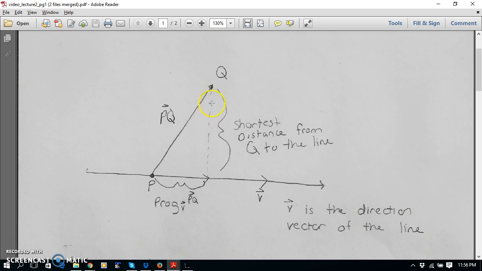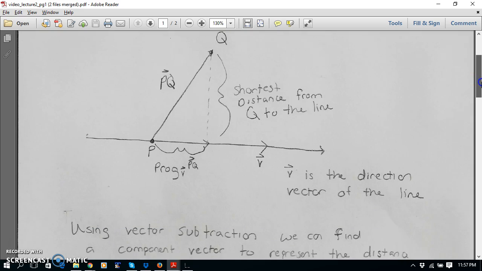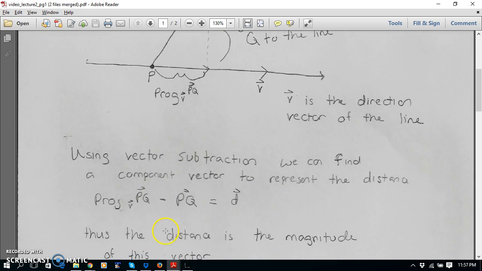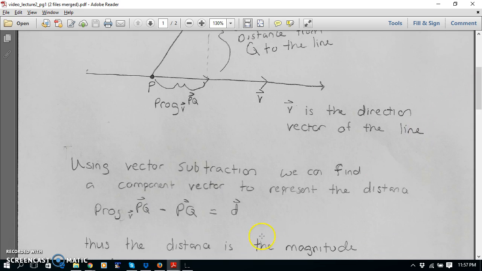Now, first of all, it appears here that Q stands right over the line, and obviously in space this is not necessarily going to be the case. So to find what this distance actually is, what we do is we take the projection of V onto Q, subtract PQ, and then that gives us this vector right here, shown below. I just did a little d for distance vector there.